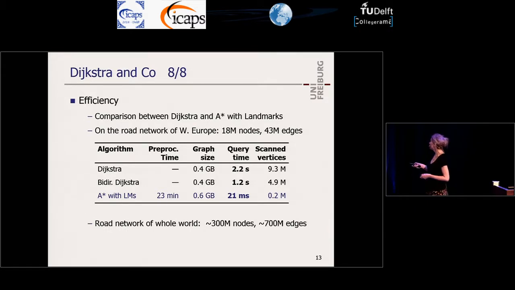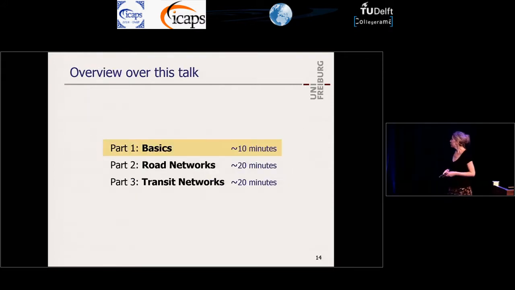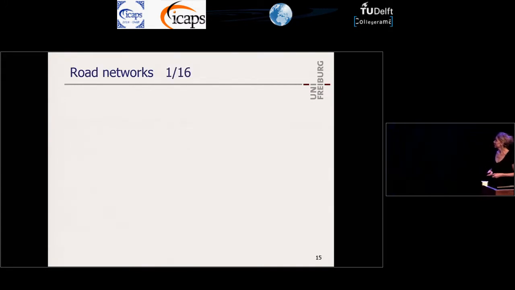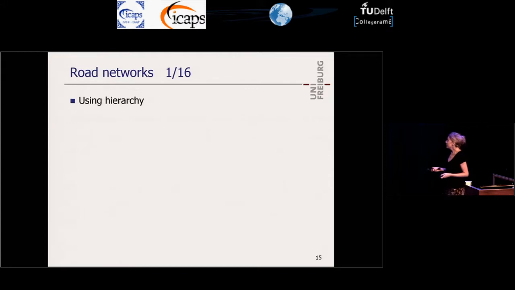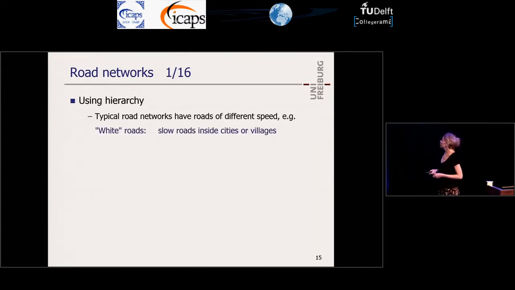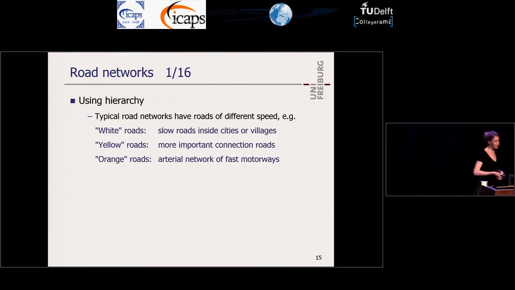So actually the road network of the whole world is like 20 times bigger. So let's go to the second part of my talk, which is road networks. So now we're talking about sophisticated algorithms for road networks. So using hierarchy, that's an obvious idea. So typical road networks have roads of different speeds.